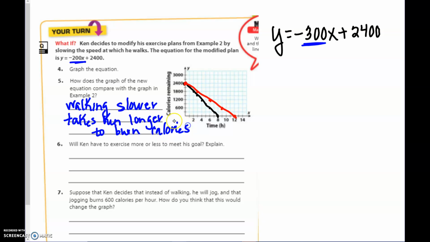So what's the question here? Will Ken have to exercise more or less to meet his goal? Well, he's going to have to do more because he's walking slower.